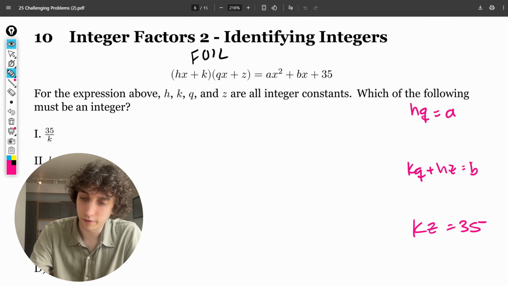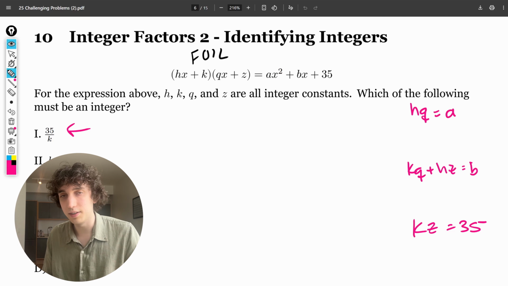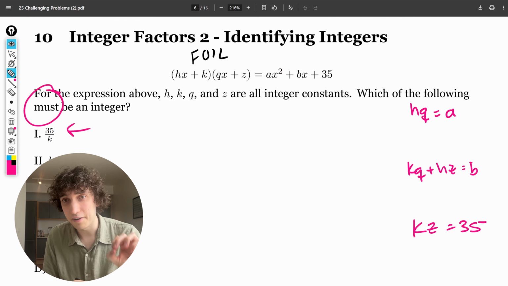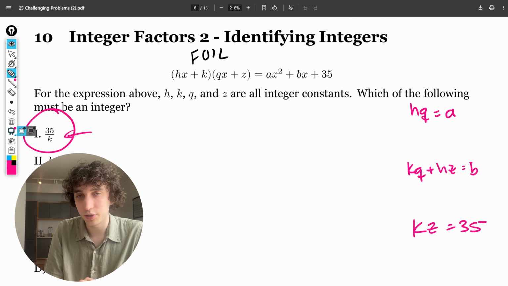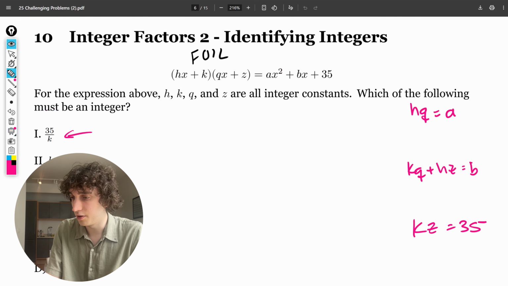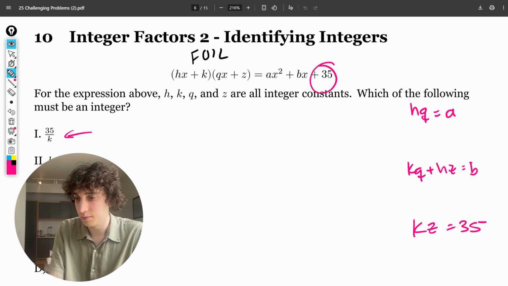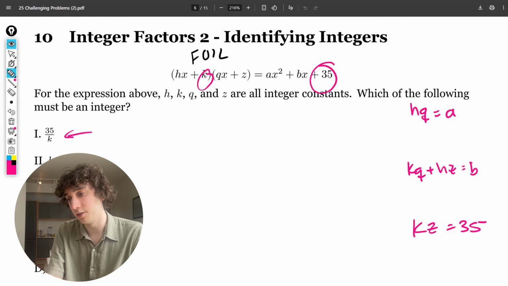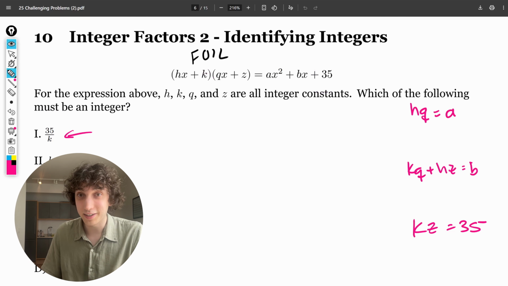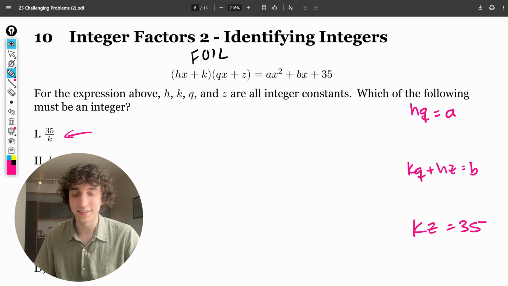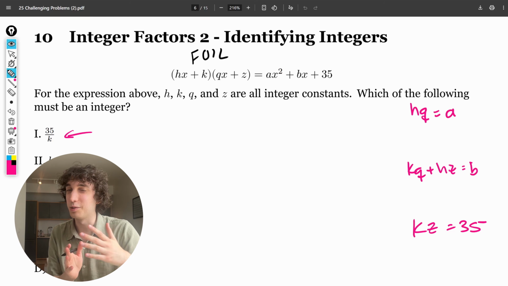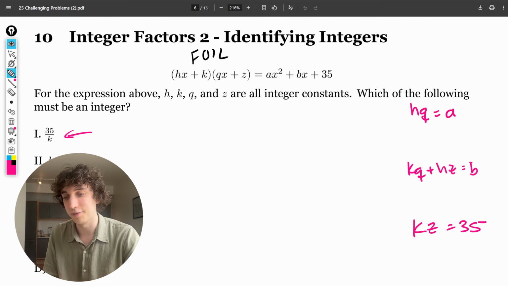So the first thing we're trying to evaluate is 35 over k. Does this have to be an integer? When these problems have been asked on previous SATs, this is what you care about: whether the constant term divided by one of these integers has to be an integer. And the answer, historically, is always yes. At least this is the way that the SAT has tested it. Don't try to memorize the shortcut, but it's worth telling you that this is generally how this topic is tested on the SAT.